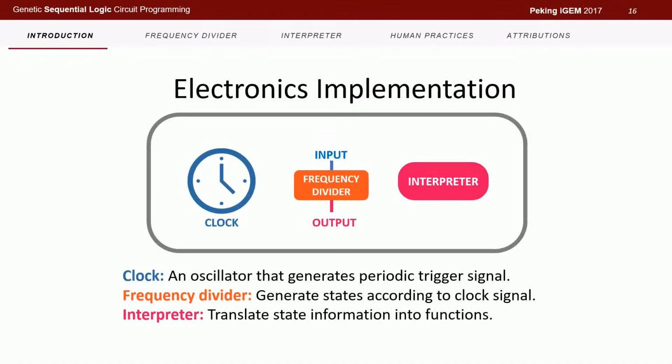To sum up, there are mainly three parts for sequential logic. First, the clock, an oscillator that generates a periodic trigger signal. Second, the frequency divider, the most important device that stores state information. They are so important that every digital system requires billions of them. The third part is the interpreter that reads the state information of the frequency divider and changes it into functions.